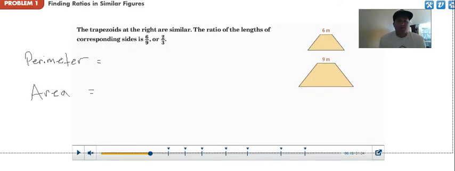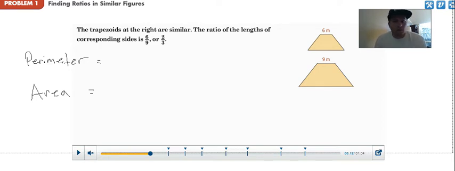Alright, so our first problem, write this down with the picture that we have right there. It says the trapezoids at the right are similar. Again, similar means that one just got bigger or one shrunk. And it says the ratio of the lengths of the corresponding sides is 6 to 9 or 2 to 3. So it wants to know what the ratios are for the perimeter and for the area. So remember, it gives me the corresponding sides are 6 to 9, or 2/3, and all that really did is simplify the ratio that we have right there.